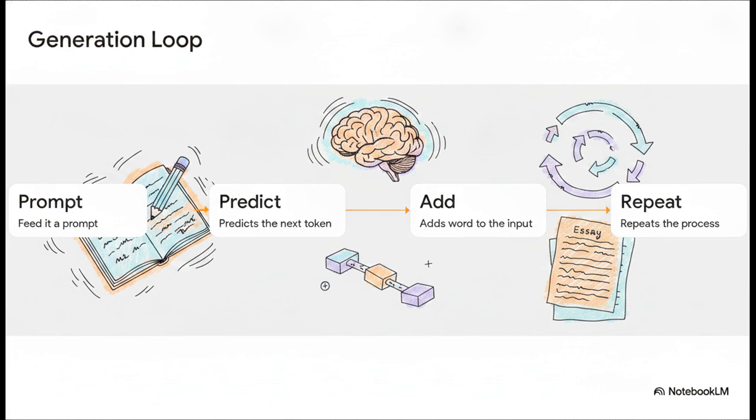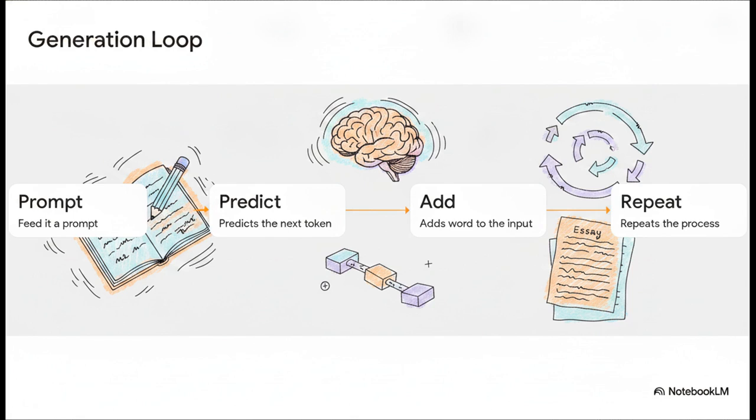It's called autoregressive generation. Sounds fancy, but here are the steps. Step 1, you feed it a prompt. Step 2, the model mathematically predicts the absolute most likely next token based on all its training. Step 3, it takes that brand new token, tacks it onto the end of your original prompt, and then feeds that whole new string right back into itself. And step 4, it starts the entire process over again to predict the next token.